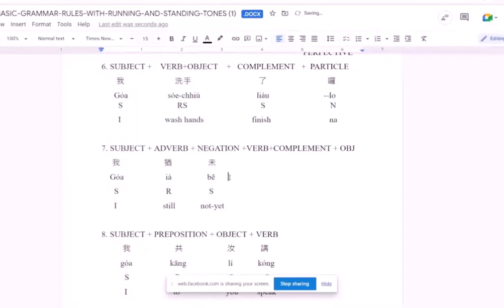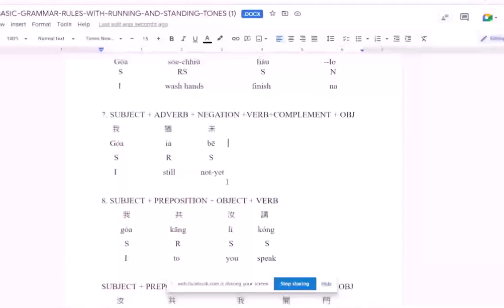So let's put standing here. The running was 2-2, and now the standing is 4-1, which indicates a falling tone, a falling sound. So there we have it. That's a very good example of the tone change.